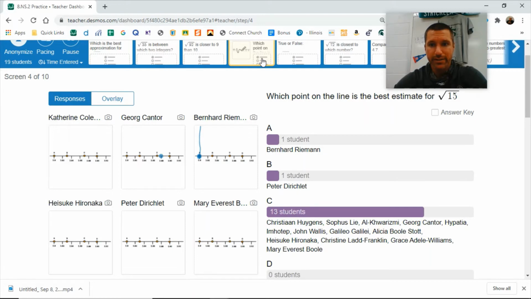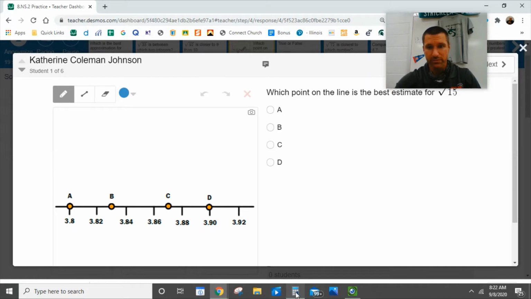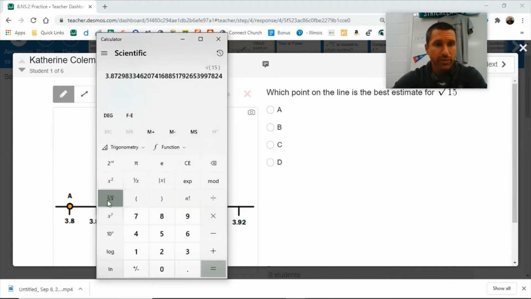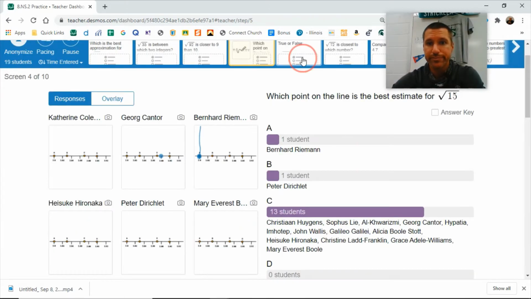Which point on the line is the best estimate for radical 15? So if you take a look at the number line, there are some decimals there ranging from 3.8 to 3.92. So I don't know, just go ahead and take radical 15 in the calculator. 3.87, 3.8729, somewhere in there. So you're looking for 3.87, which would be in between right here, 3.86 and 3.88. So I'm going to go with that one. Okay. Hope you've stayed with me so far.